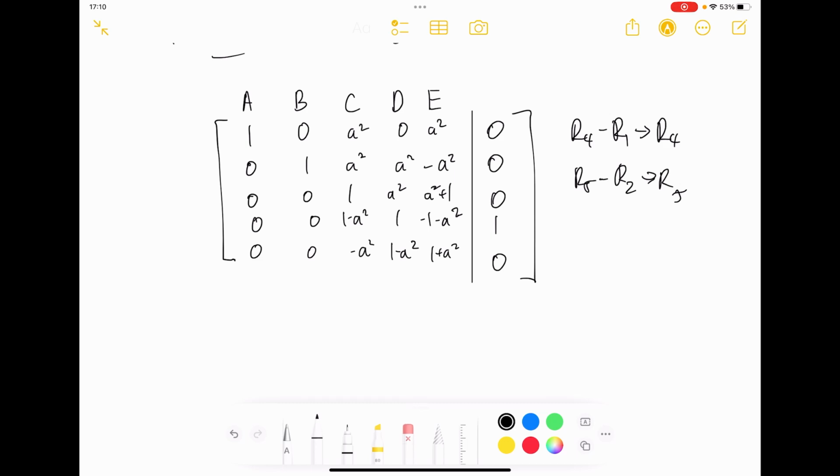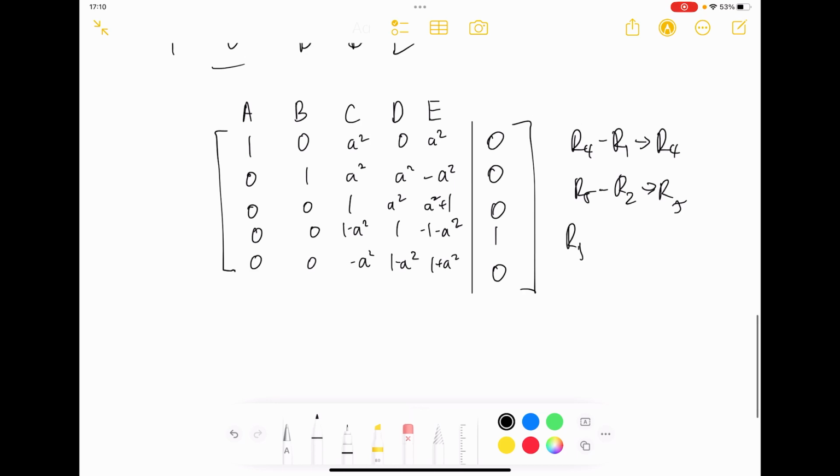Because I see there's a similarity between row 5 and row 4, it's just missing a 1 there. I want a 1. I'm going to get that 1 from row 3. So I'm going to do row 5 plus row 3 into row 5. That's going to be nice because we're going to get this 1 back, but this a squared here is going to cancel with the negative a squared. So that's just going to be 1. And 1 plus a squared plus 1 is 2 plus 2a squared. There we go.